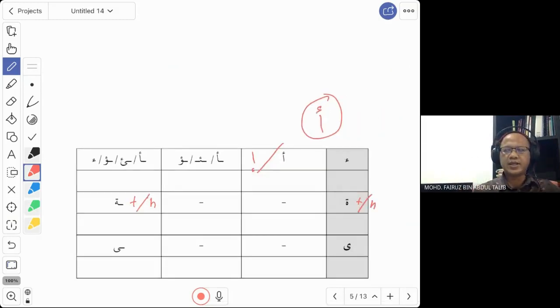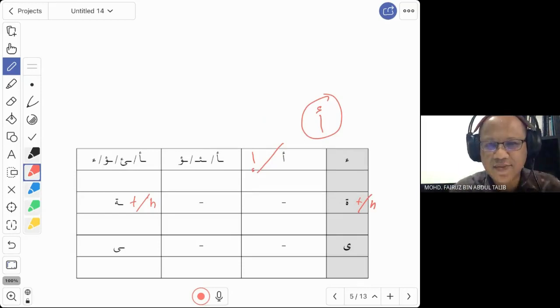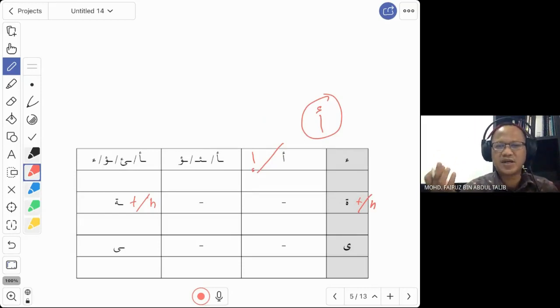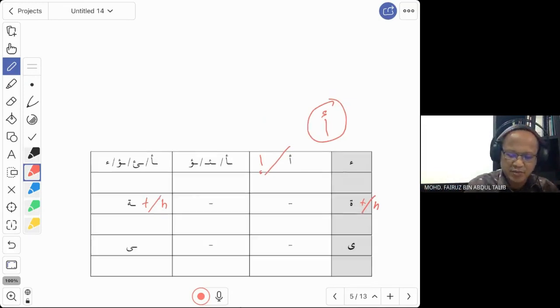Okay, so again I repeat. The name of the letter is Ta, but the sound, sometimes it is the T sound, sometimes it is the Ha sound. When do you read the T sound? When you read it with a vowel.